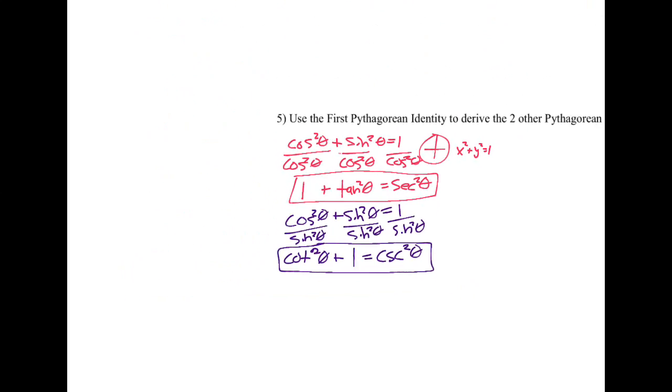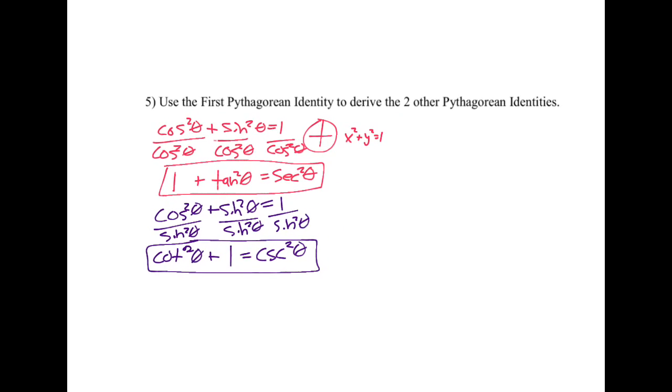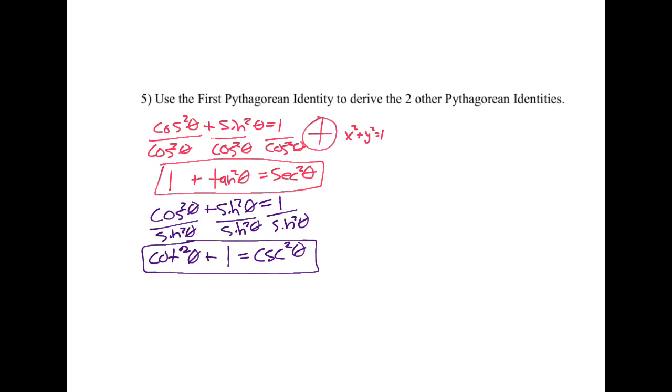And so, if you can remember the one Pythag identity, you can get the other two for free, pretty much. Ha ha!